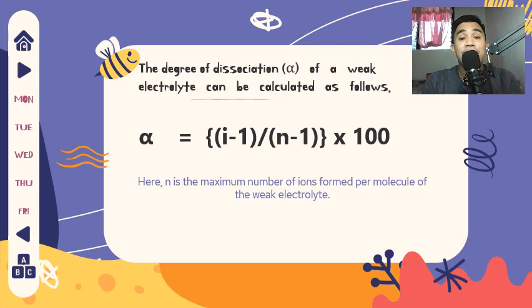So the degree of dissociation, which is represented by alpha, of a weak electrolyte can be calculated as follows. So that is alpha is equal to the quantity of i minus 1 divided by n minus 1, times 100. So here, n is the maximum number of ions formed per molecule of the weak electrolyte.